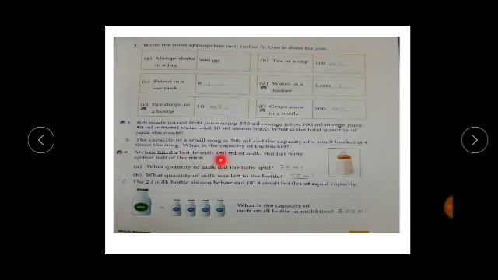Mehak filled a bottle with 150 milliliter of milk, but her baby spilled half of the milk. Total she had 150 milliliter. What quantity of milk did the baby spill? So half of 150, it's 75 milliliter. Then what quantity of milk was left in the bottle? 75 milliliter, because half of the 150 is 75 milliliter, then half the quantity is left, it's also 75 milliliter.